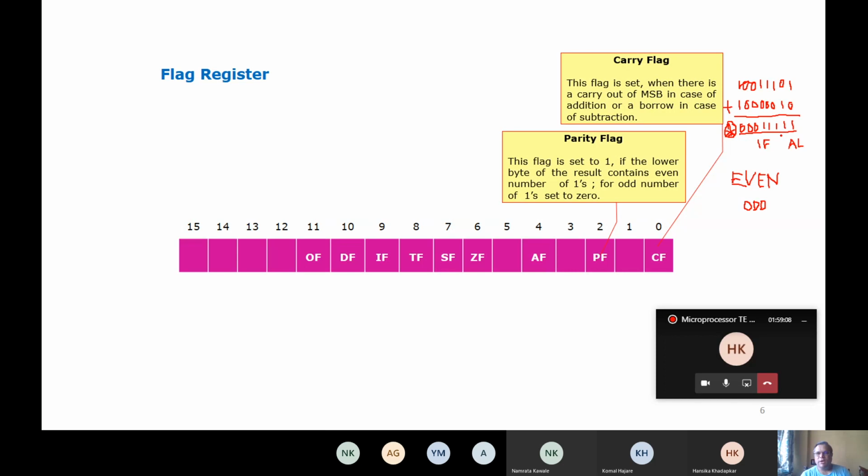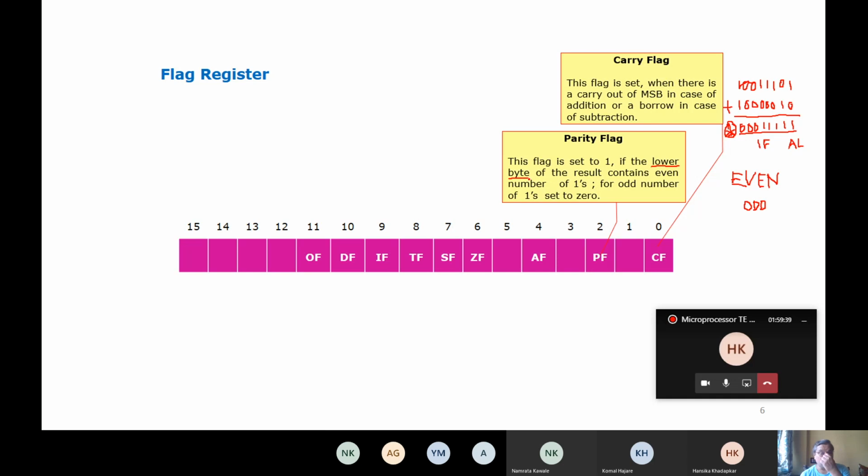So after performing arithmetic or logical instructions, the processor wants to indicate whether the result has even parity or odd parity, and that is indicated by this parity flag. So this flag is set to 1 if the lower byte of the result contains an even number of ones. This is important. It doesn't consider all 16 bits if I am performing a 16-bit operation.